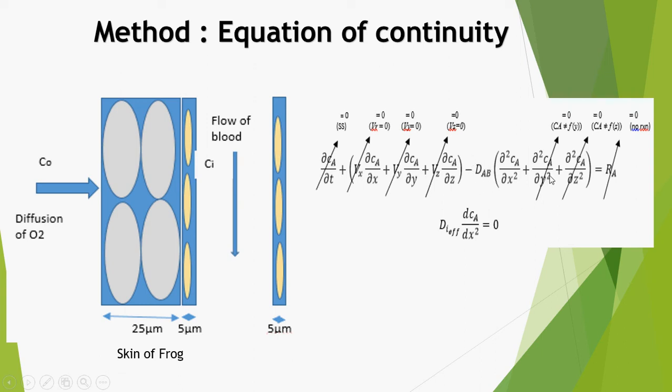But since there is no concentration gradient along the y direction and z direction, these two terms turn out to be 0, and there is no reaction taking place for which the production of O2 can be taken. That is why it is 0 again. So this expression simplifies to be as such.